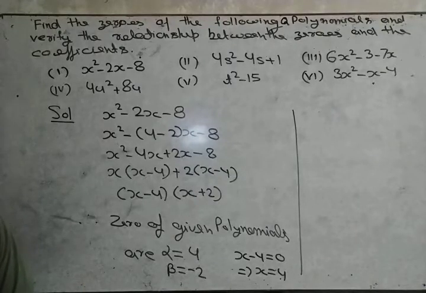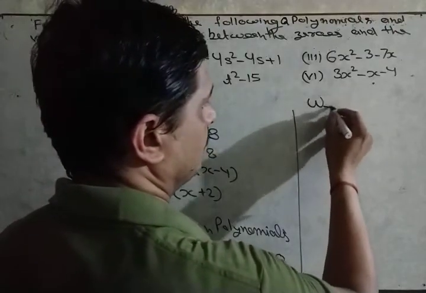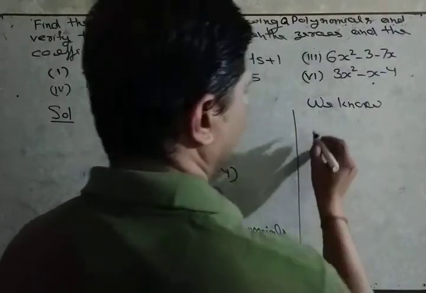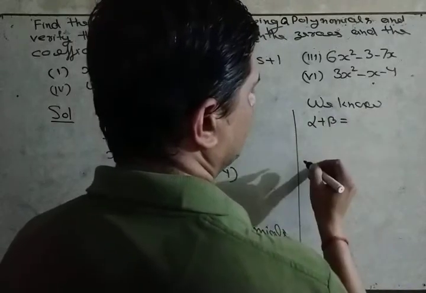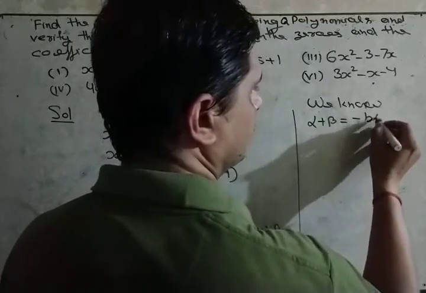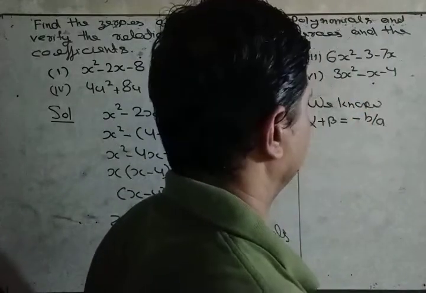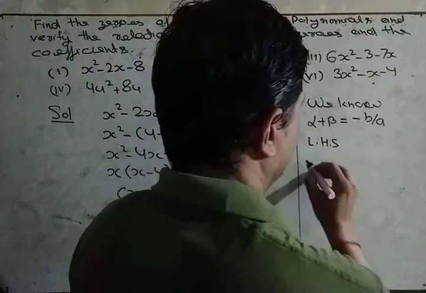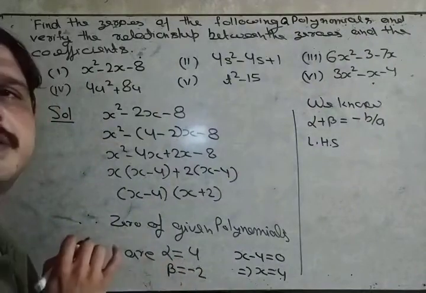After that, verify the relationship between zeros, and we know the relation. Alpha plus beta is equal to minus b by a. Now LHS: alpha is 4, beta is minus 2.